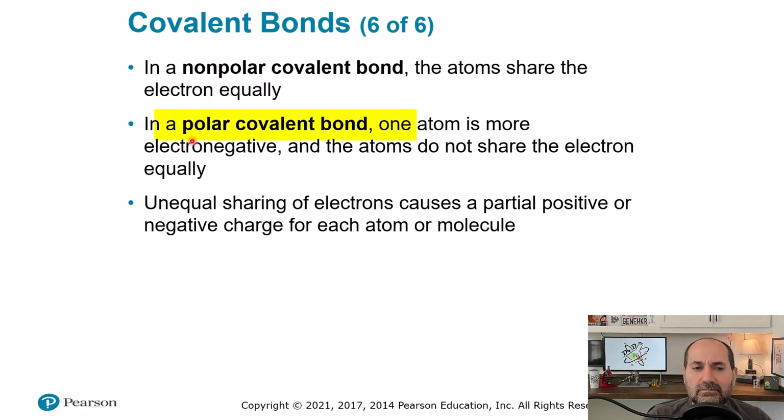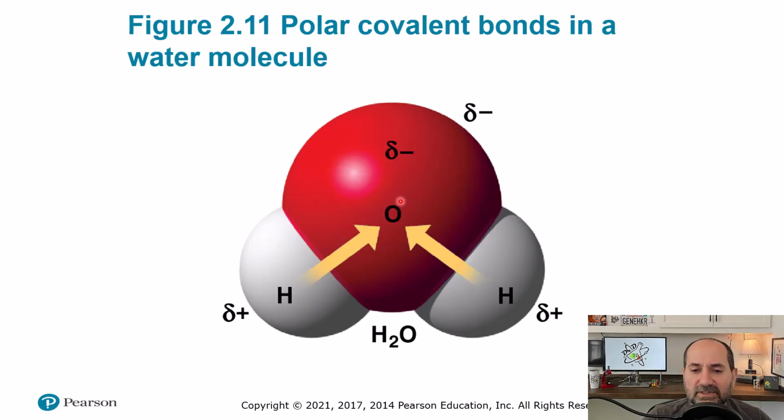And then what about polar covalent bonds? This is when one atom is more electronegative than another. So the atoms are not going to share evenly, not very equally. So for example, oxygen sharing with two hydrogens to form water. Remember that oxygen is more electronegative than hydrogen. And so even though they should be sharing these electrons evenly, the oxygen is pulling those electrons closer to it.